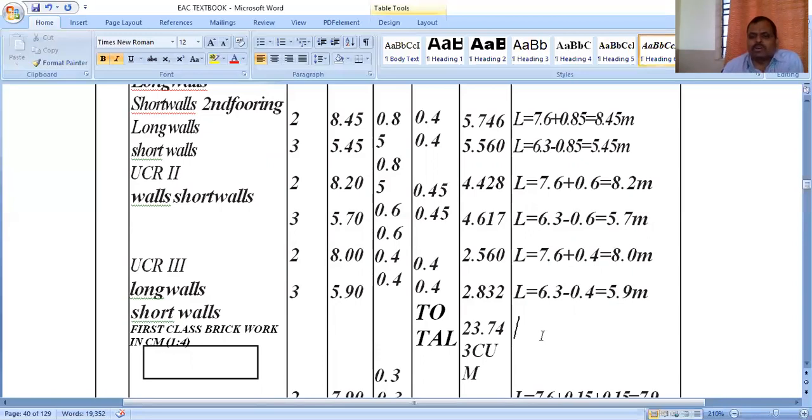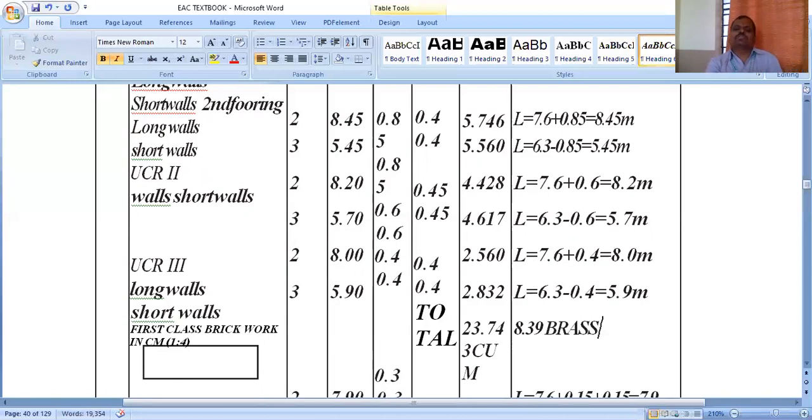So 23.743 divided by 2.83. So it will be how much? 23.74 divided by 2.83. It will be 8.39 brass. How much it will be? 8.39 brass.